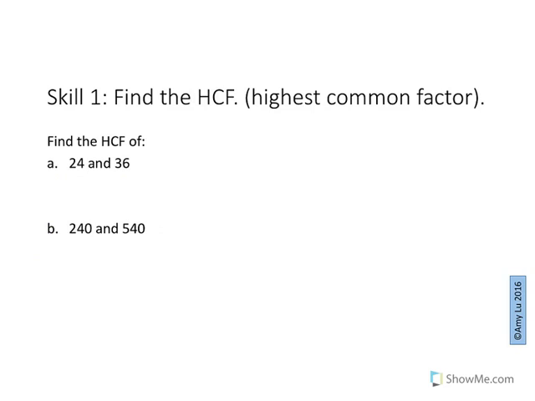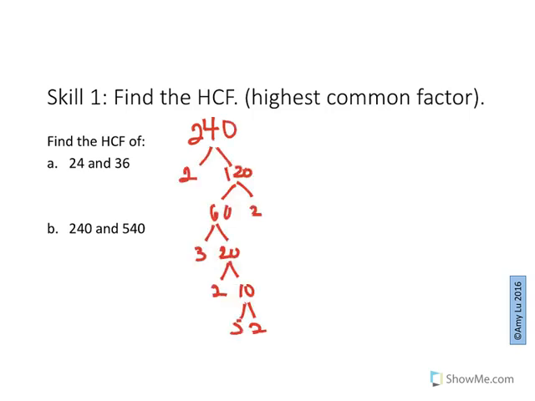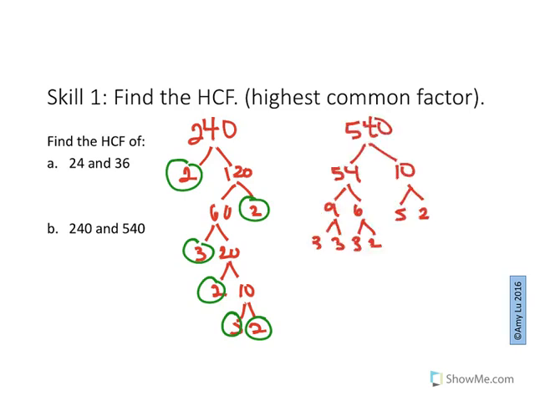Okay, so let's go ahead and use that same technique that we talked about. Let's break apart 240. So when we break apart 240, we have 2 times 2 times 3 times 2 times 5 times 2. Let's break apart 540. So that breaks apart into 3, 3, 3, 2, 5, and 2.